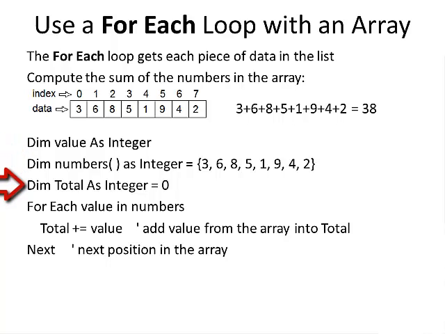Dim total as integer. Here's the good part of the for each loop. It says for each value in numbers. So I don't even have to have an increment. I don't have to have an index value. I just say total plus equals value. That way, each time we go through the loop, we're going to grab another position in the array and add it to total.